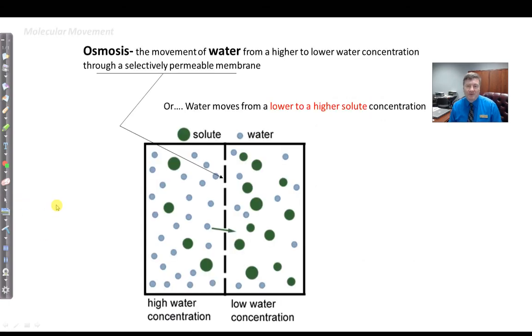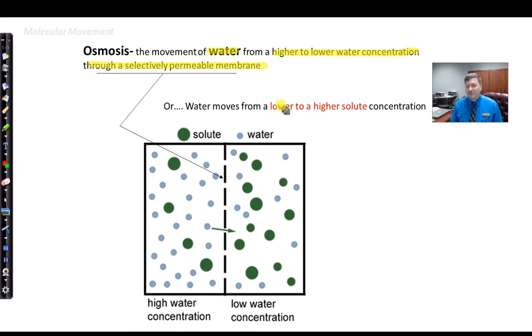So what is osmosis? Osmosis refers to the movement of water. Key difference is the movement of water from a higher to lower water concentration through a selectively permeable membrane. So there's some important pieces here. Again, we're talking about water's movement, not solutes' movement, and we're talking about from a higher to lower water concentration through a selectively permeable membrane. So again, some key differences here: water and the membrane.